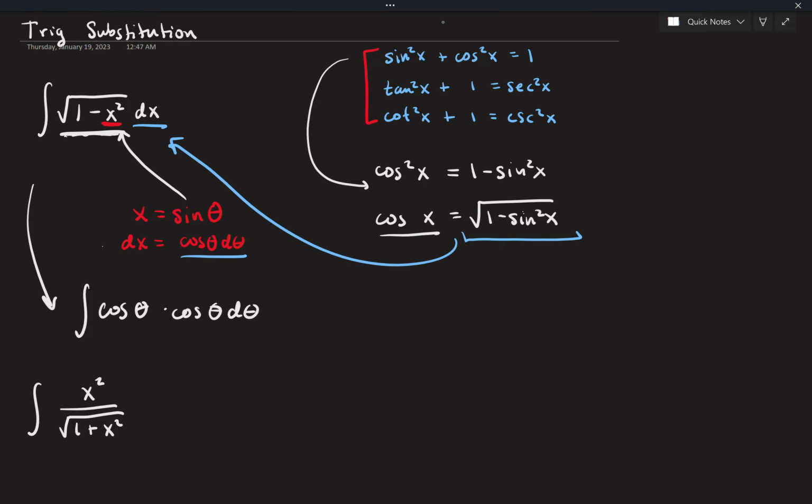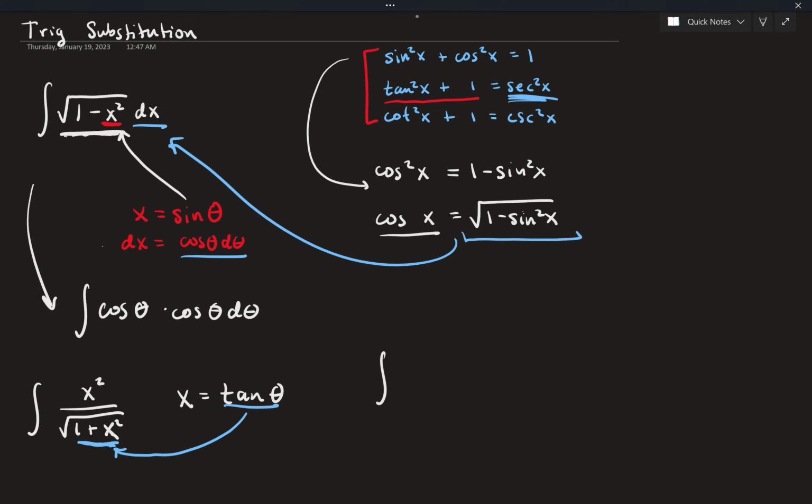Right here, I see a 1 plus x squared, so I see that this identity looks a lot like that. So I will let x be tangent of my new variable. Once I plug this into here, I get 1 plus tangent squared, which is secant squared. That's my identity. Square root of that is secant, so everything goes away. And I won't simplify past that. I'm just trying to give you a very, very rough idea.